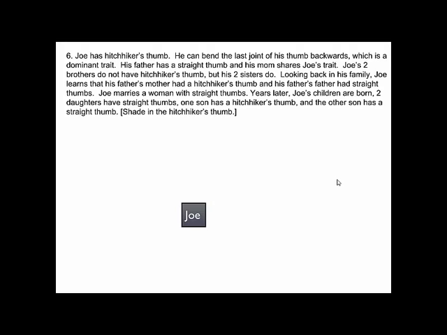All right, we got about 4 minutes left, so I want to get through this before the end of class. So we have Joe here. Joe has hitchhiker's thumb, so it's colored in, right? His father, so we have coming up from Joe, because Joe's an offspring. His father did not have hitchhiker's thumb. His mother shares his trait. We all get that? Coming up, Joe.